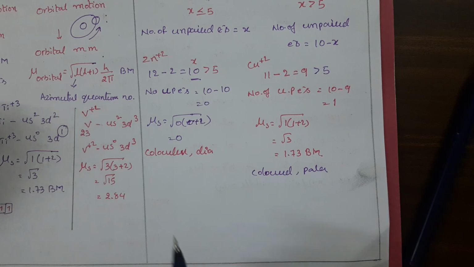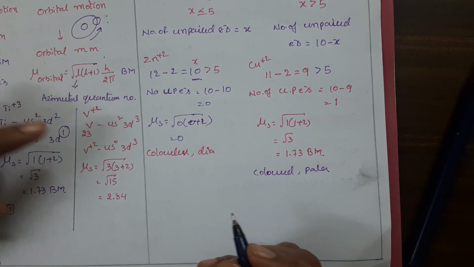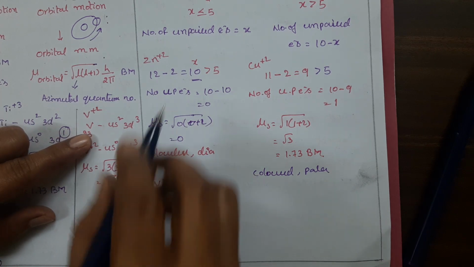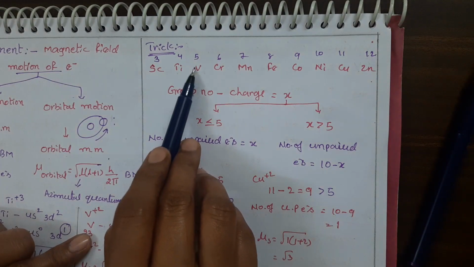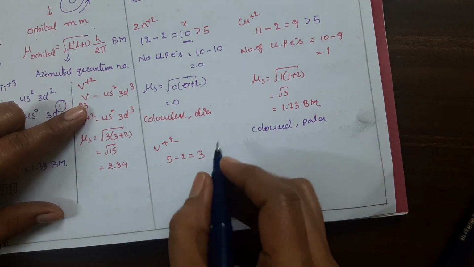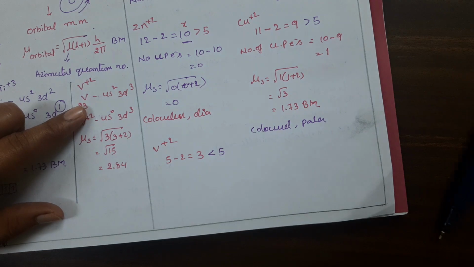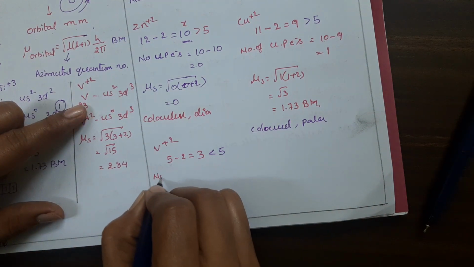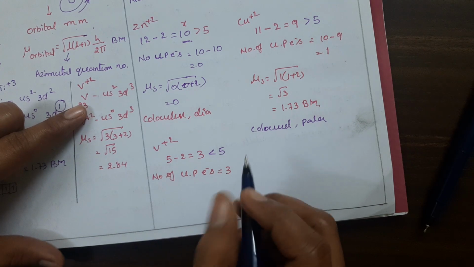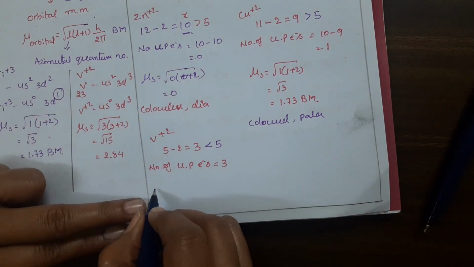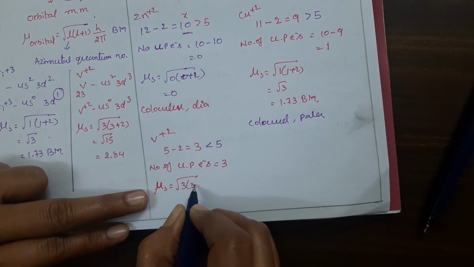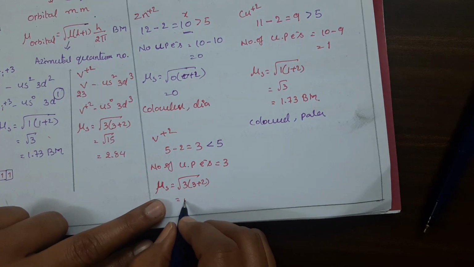Suppose we take vanadium plus 2. For vanadium, what is the group number? It is 5. So 5 minus 2 equals 3. It is less than 5, so the number of unpaired electrons equals 3. So mu s equals square root of 3 into 3 plus 2, which is root 15.